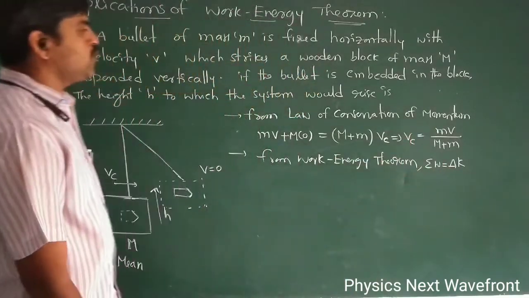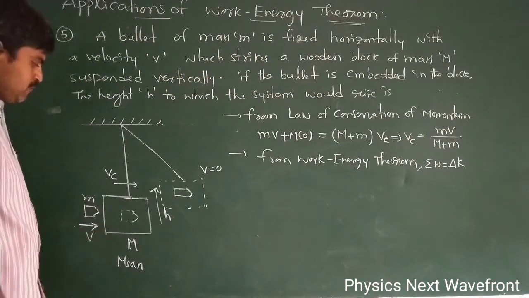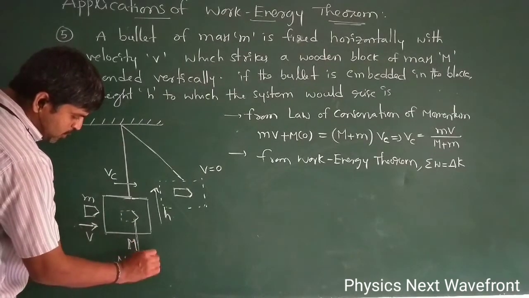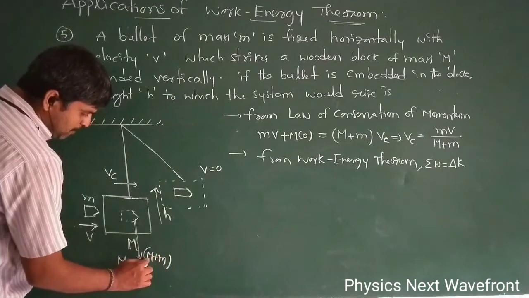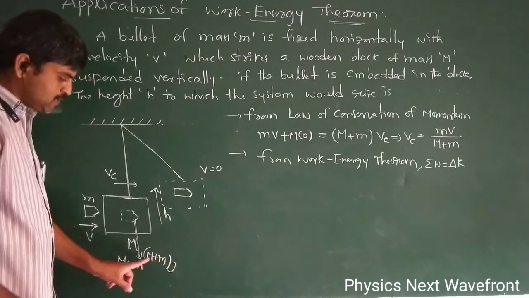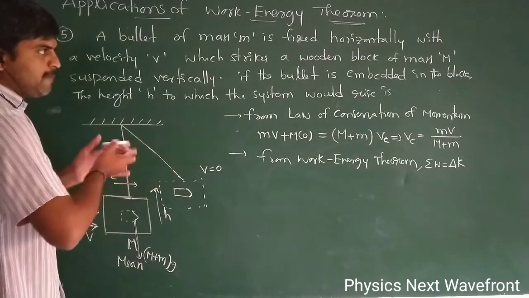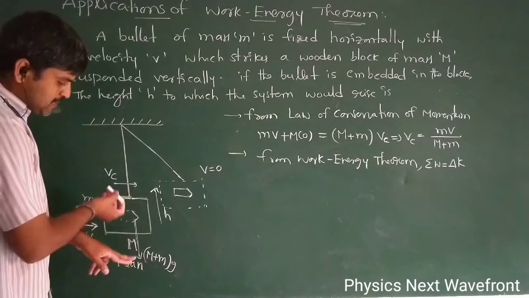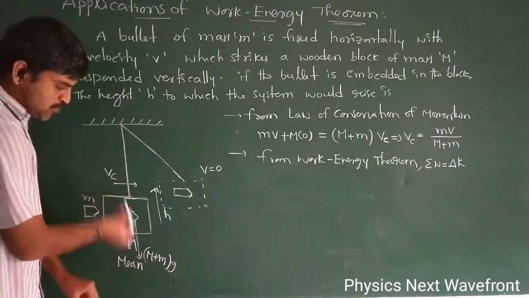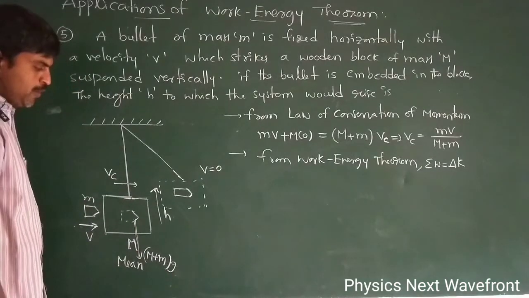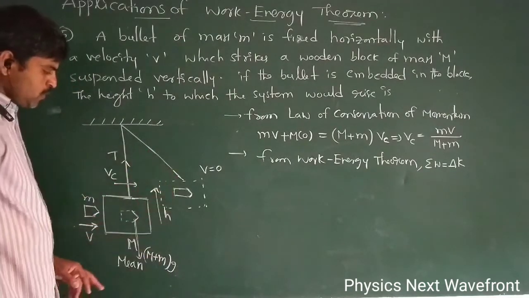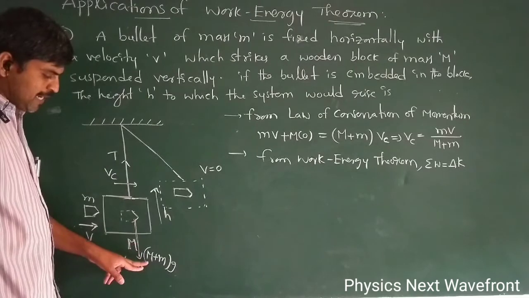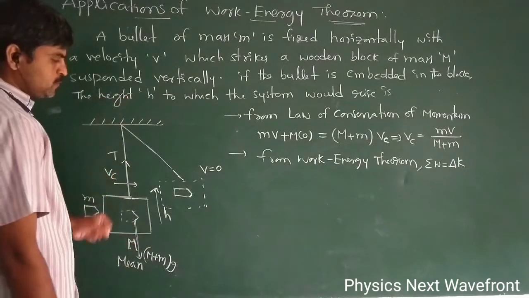Next, what are the forces acting on the bullet and block system? The gravitational force acts downward. That force is (M plus m) into g, where M plus m is the total mass of the system after the bullet is embedded. So what is the net force acting on the block? The net force is the gravitational force downward.